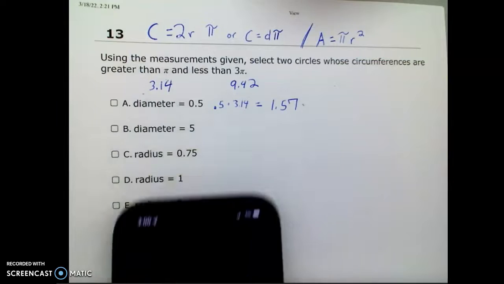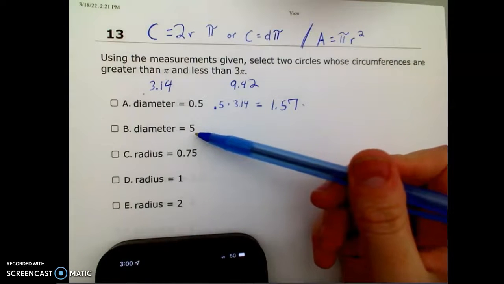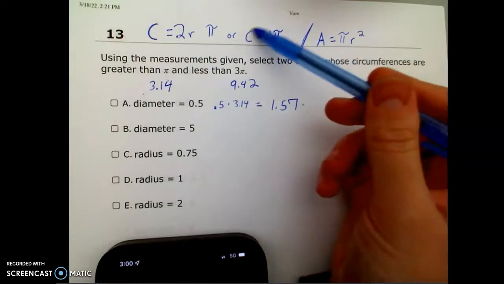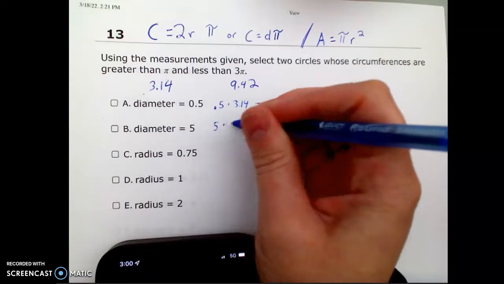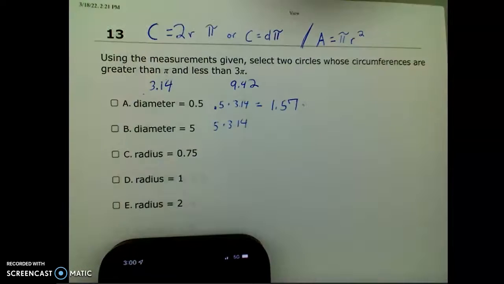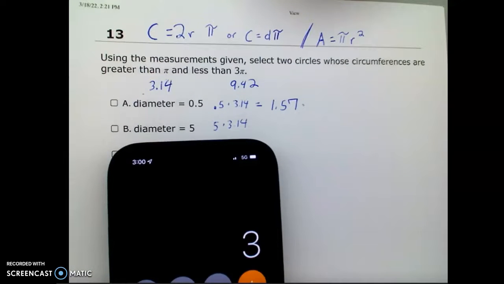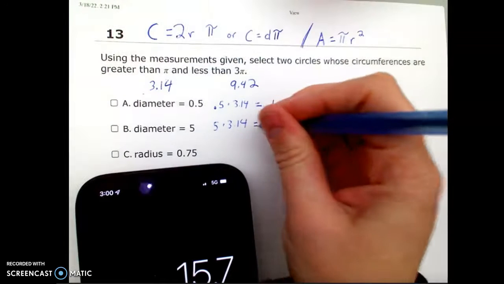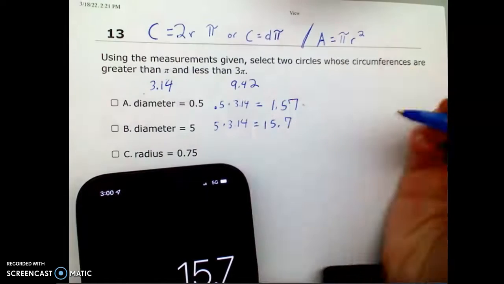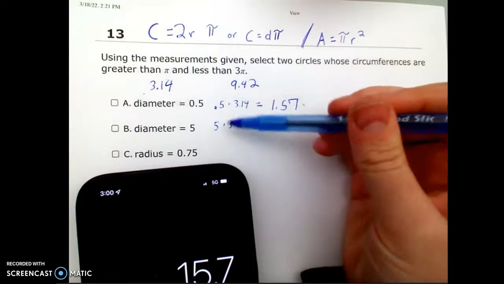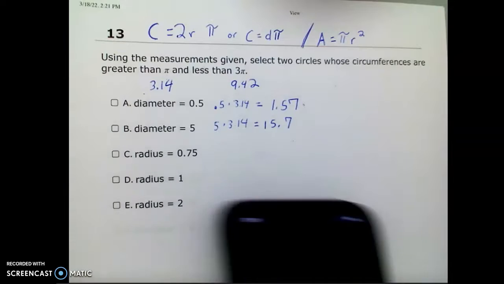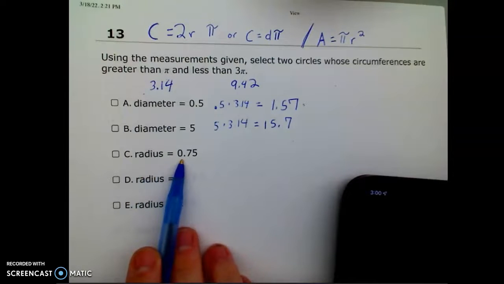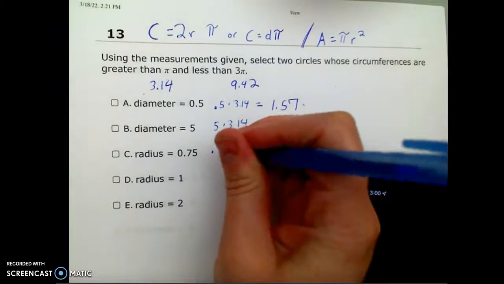All right, next one. In this circle, the diameter is 5. Still using this formula right there. So I'll take 5 times pi and get 15.7. You might have noticed that when we were multiplying 0.5 or 5, notice the decimals just changed. Yep, that happened.